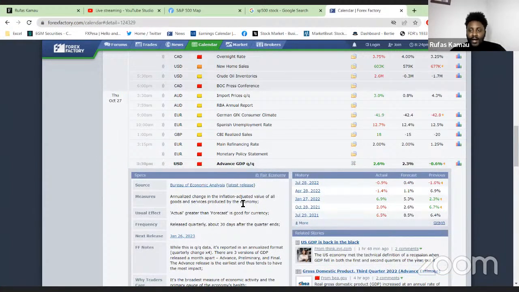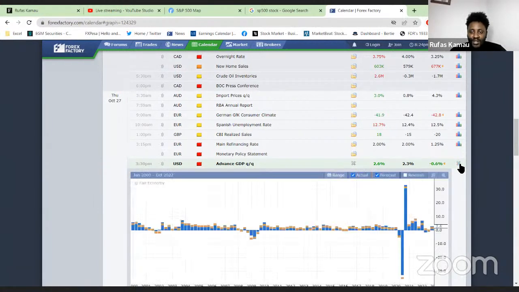So we all know that all the companies operating in the US, whenever they create value and make sales, this contributes to the GDP of the US. So if you're betting on the S&P 500 and at the same time you're betting on the performance of the US economy, then the GDP is a good measure. In the previous reading, as you can see, there was a contraction of negative 0.6%, but this time we expected a rise of 2.3%, and the actual reading was a rise of 2.6%. So this was big. It was a big factor in the markets.